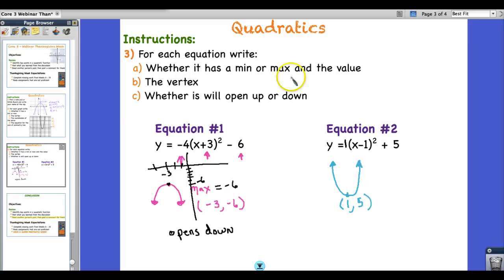So does it have a minimum or maximum? Well, since it opens up, you guys all said minimum, and you said the value was 5. And that is exactly right. The minimum equals 5. It's always your y, how far up you went. So nice job, you guys. Excellent job. Any questions on key points on a quadratic?